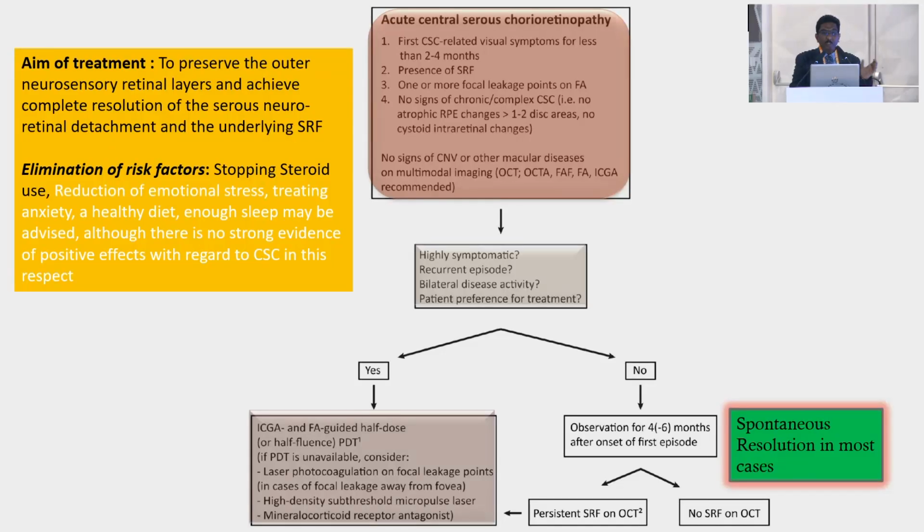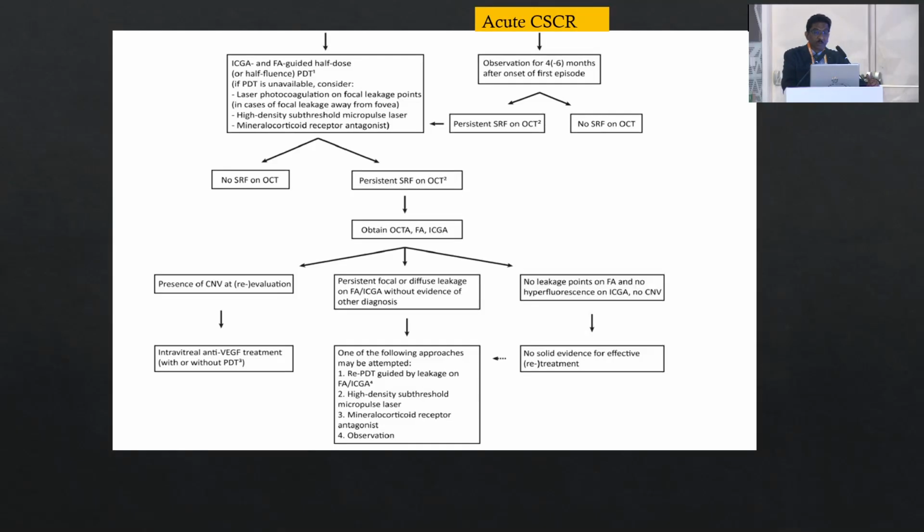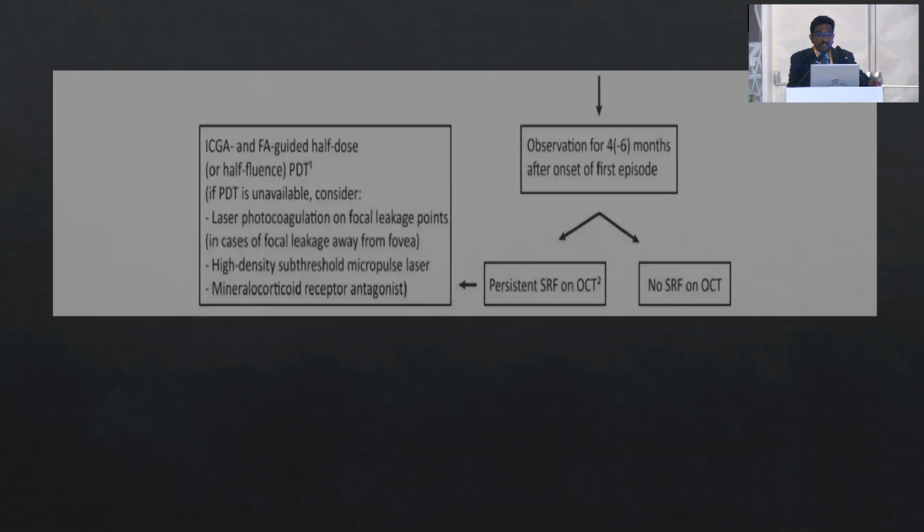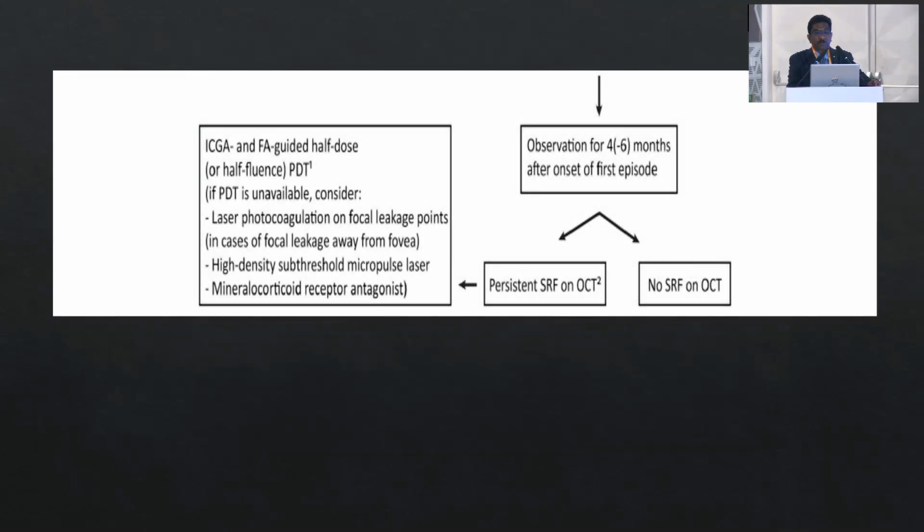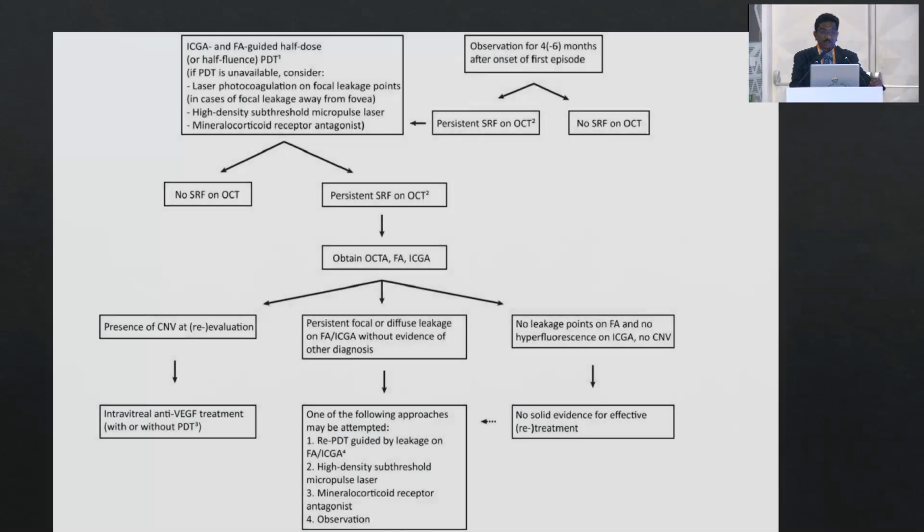So this is how we usually treat an acute patient who comes to us with CSR. Most of the times we observe these patients for about 4 to 6 months, as most of them would resolve spontaneously. If they don't resolve, then I would go ahead and do an ICG and OCTA in these cases and rule out a CNV and then plan accordingly. So this is how we would look at it. Observe for 4 months. If this is not responding, then we go ahead and do the ICG in these patients. ICG and OCTA would be required.